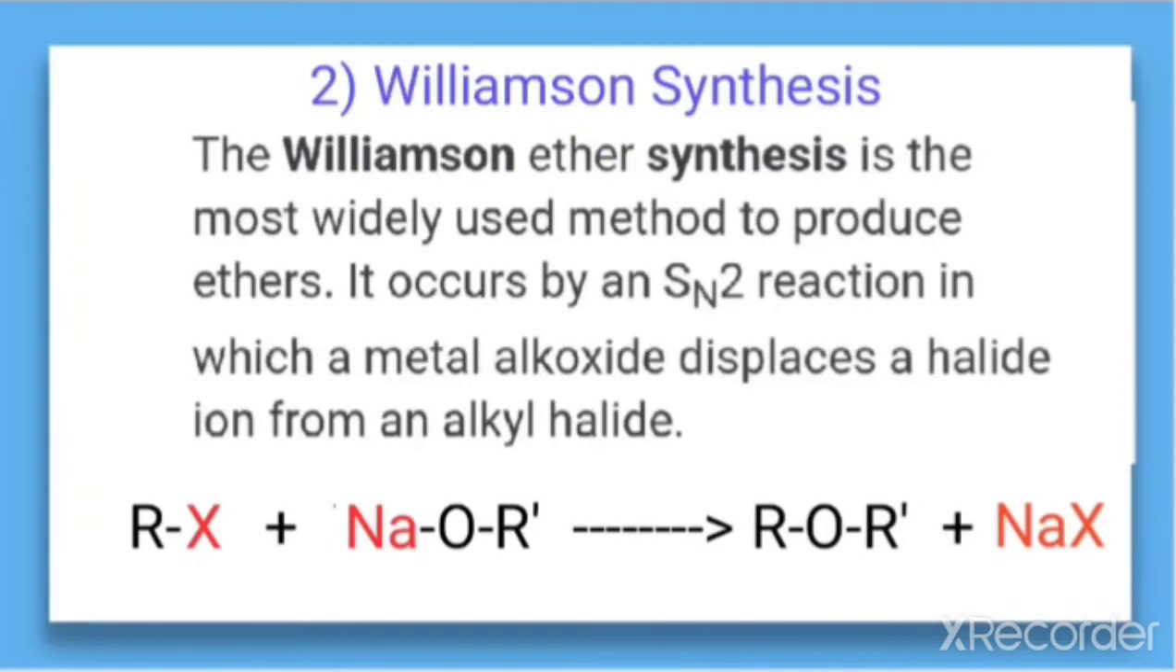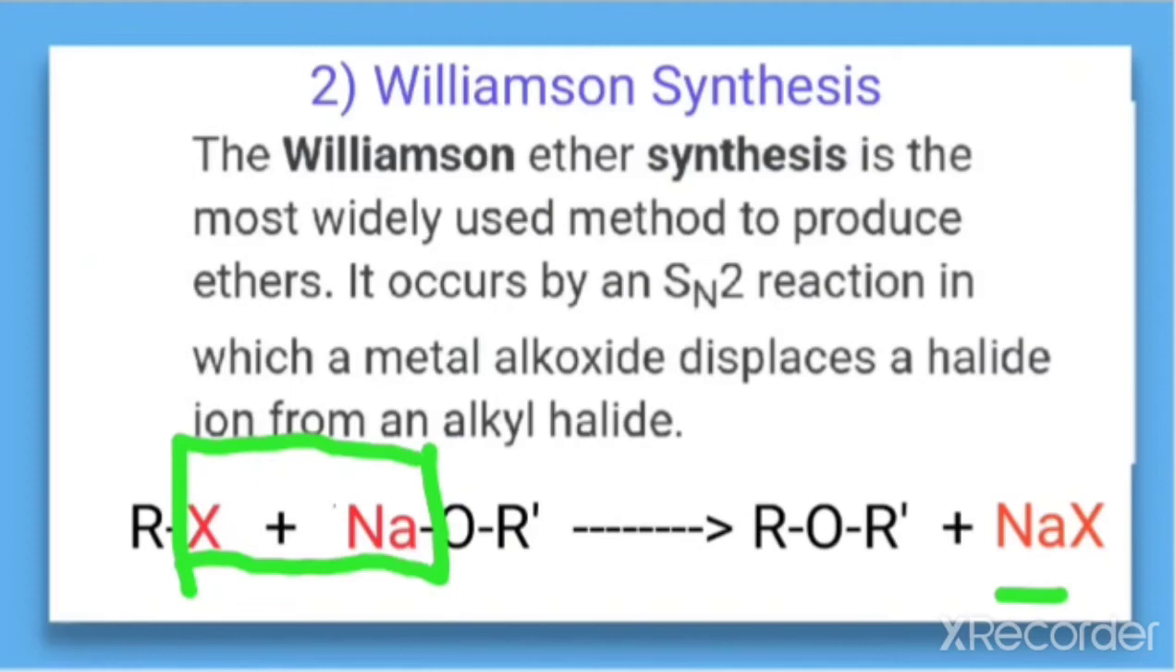Look at the equation here. It is an alkyl halide. What is this one? This is called a sodium alkoxide. We generally use the word metal alkoxide here, so when that metal is sodium, we can call it sodium alkoxide. When the halide reacts with sodium alkoxide, there is a removal of NaX here.